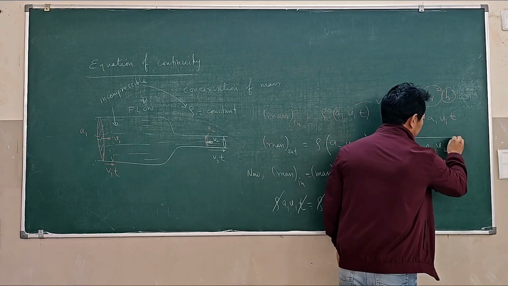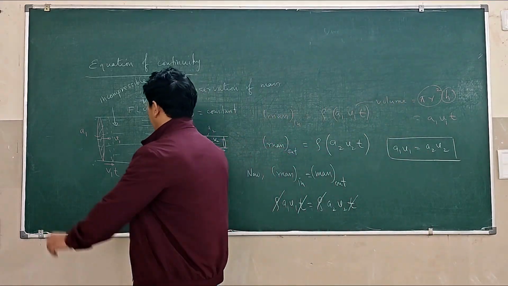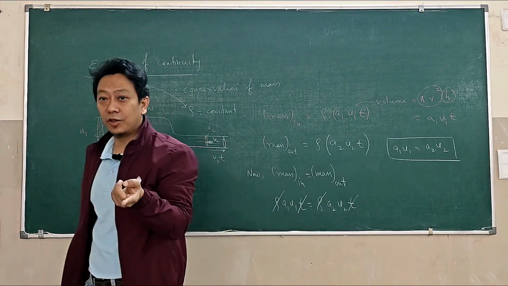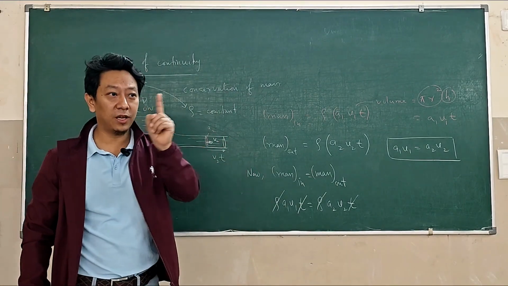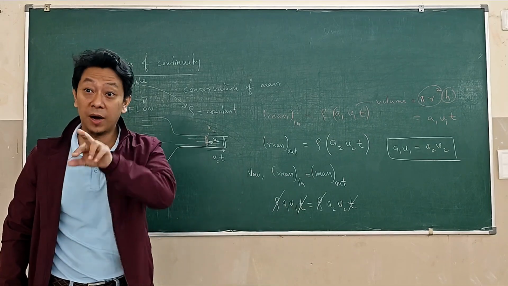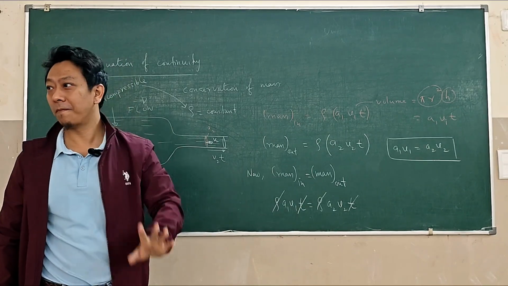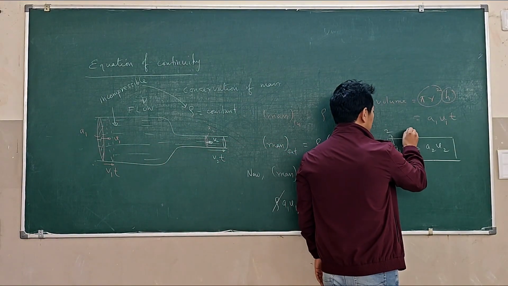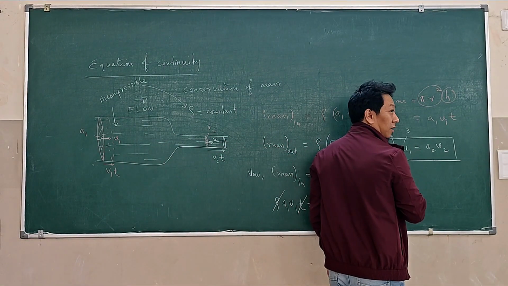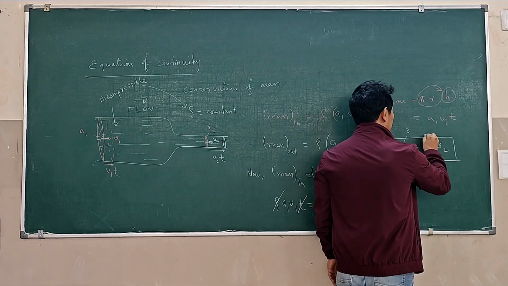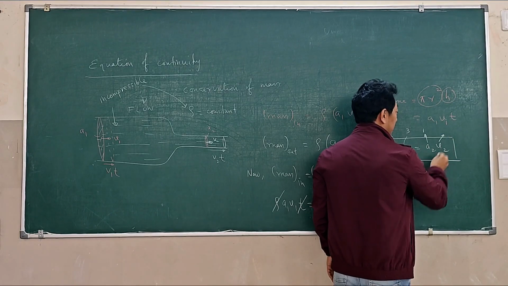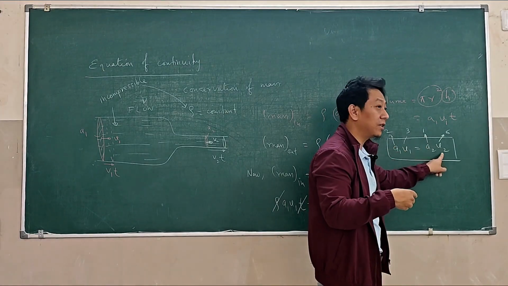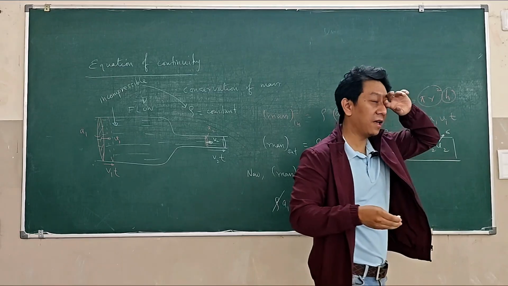What does this equation say? As the area of cross section changes, velocity also should change. So A1 becomes A2, V1 becomes V2, but the product remains same. If the product remains same, what does it mean? If this is 2, this is 3, then if this is 1, what should this be? 6. That means wherever area is smaller, velocity should be larger, higher.